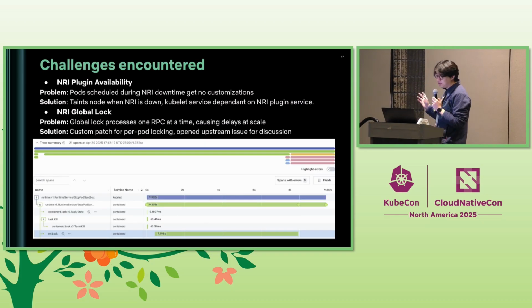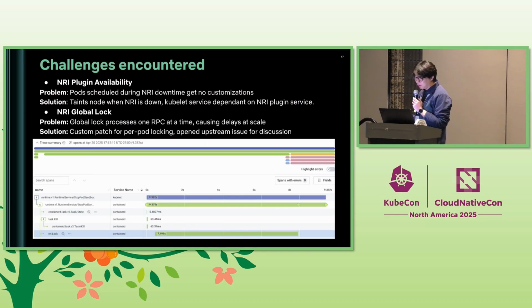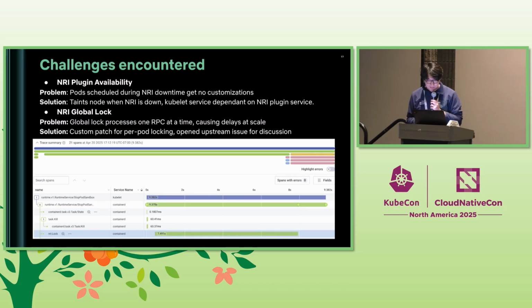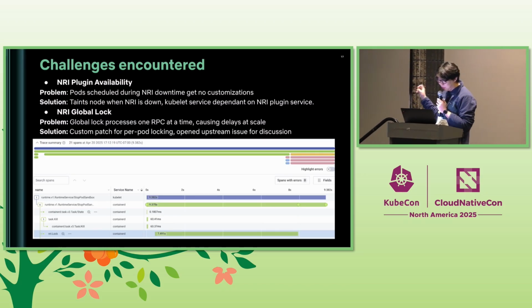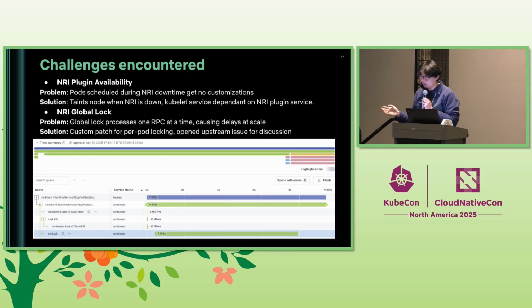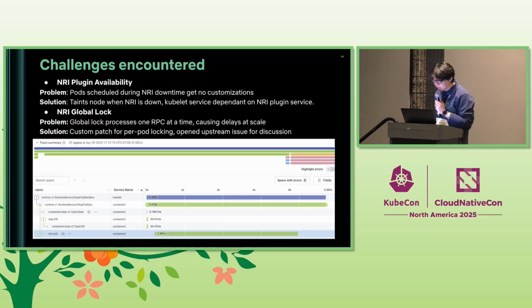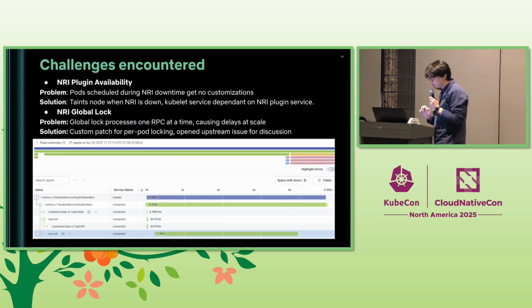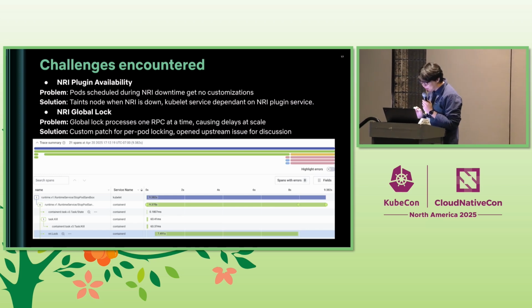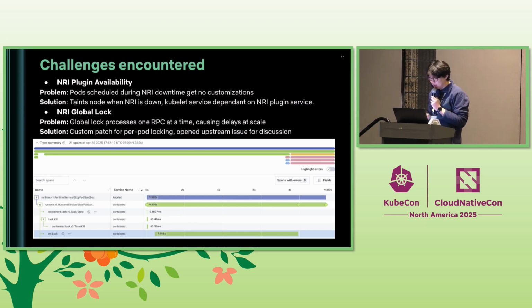We did have some challenges along the way. The first thing here was the NRI plugin availability problem. If a pod actually gets scheduled to a node when NRI is down, it will not actually get any customizations. And since the kubelet does not know about NRI, it'll happily just support having that pod running on a node. We solved this by using a node problem detector that watches the NRI systemd service on the node and taints it as unschedulable if it ever goes down.